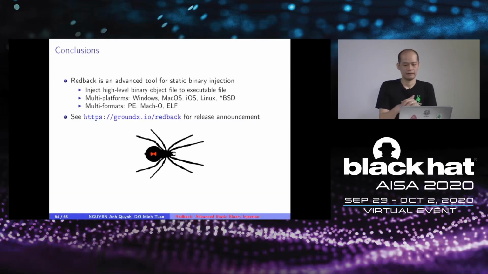Okay, that's it, and here comes my conclusion. Redback is an advanced tool for static binary injection. It can inject high-level binaries, object files built from high-level languages like C or C++, and it works on many operating systems like Windows, macOS, Linux, BSD, and it supports multiple executable formats like Windows PE, macOS Mach-O, or ELF.